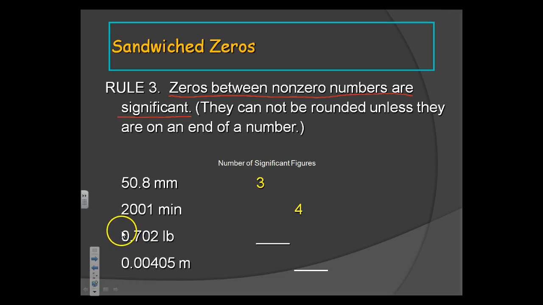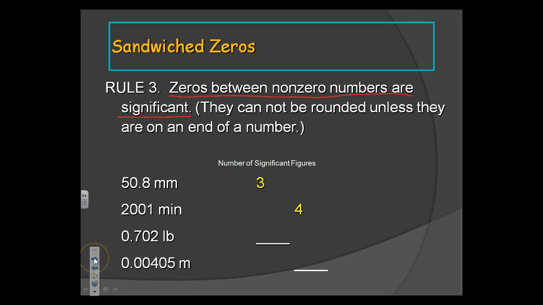This number only has 3. This 0 is a leading 0, so now we're starting to combine the rules. So it is never significant, but this 0 is significant because it's in between the 7 and the 2. In this number, our leading zeros are not significant, but this 0 is significant because it's in between 2 non-zero digits, so this number has 3 sig figs.